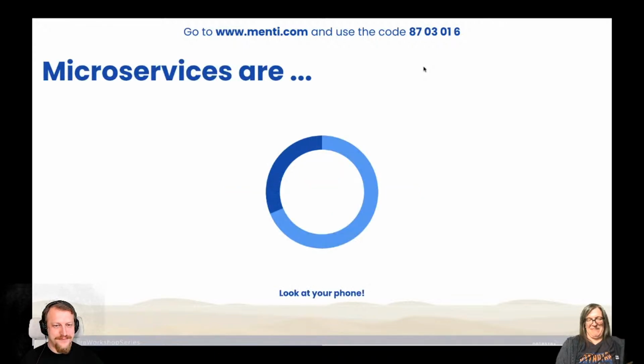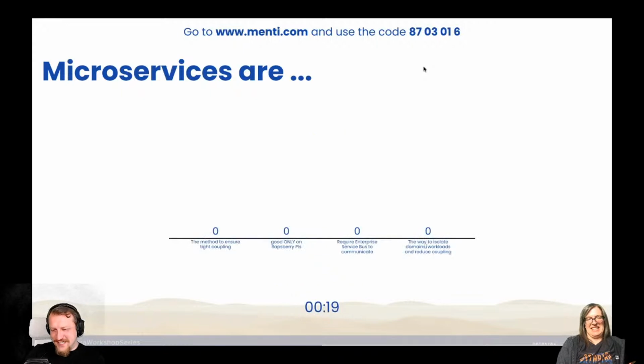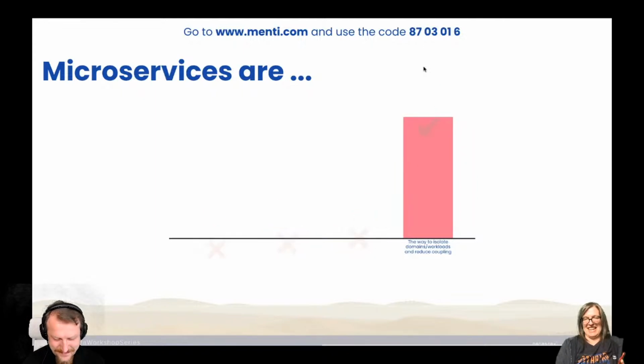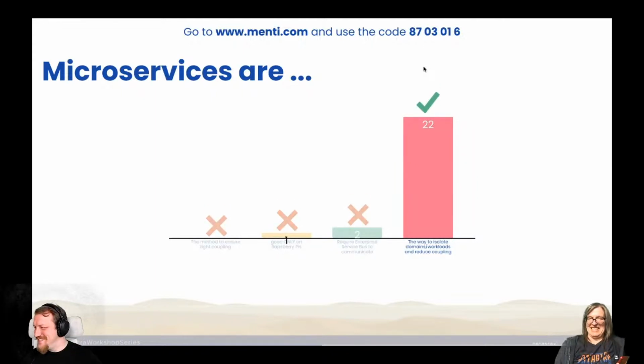Microservices. Let's have a look. The options: a method to ensure tight coupling; microservices are only good on Raspberry Pis; they require enterprise service buses to communicate; and the way to isolate domains, workloads, and reduce coupling. Oh, very good. That's a resounding answer. Okay, very good. That's wonderful.